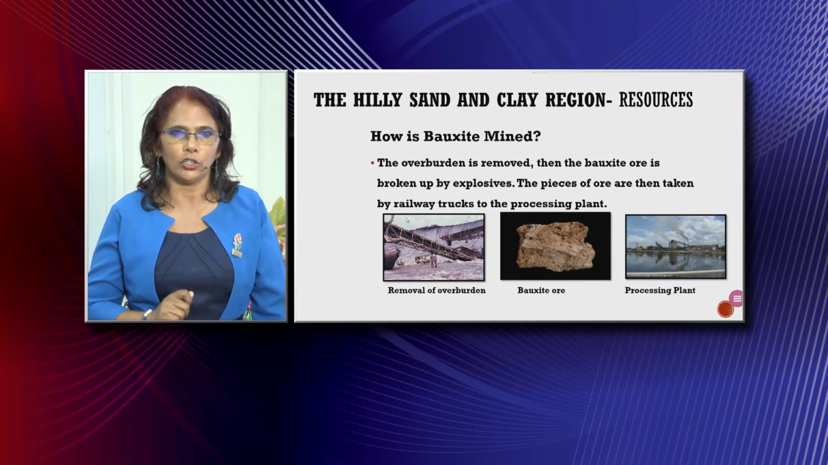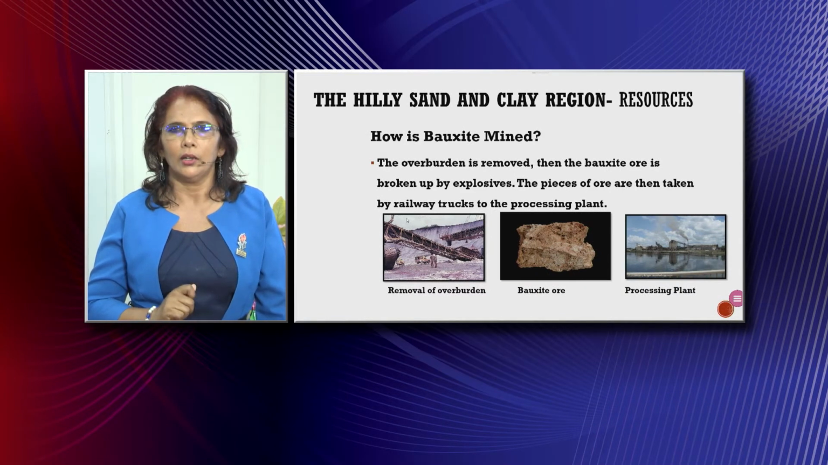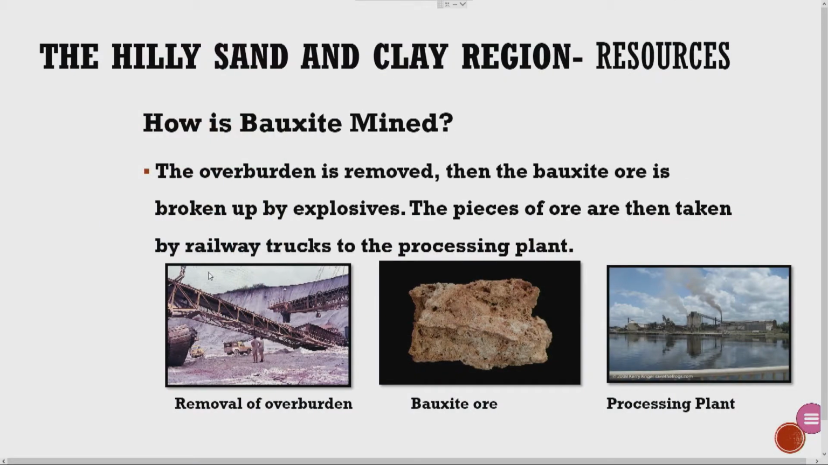Here we have a picture showing the removal of overburden. We have another picture of the bauxite ore and another picture of a processing plant. All these are found in Linden, Kwakwani, or Aichuni.